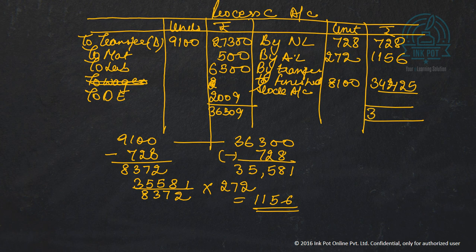This is how we have to prepare process C account. Now I'm going to teach you how to prepare abnormal wastage account, normal wastage account, and abnormal effectiveness account, because we have abnormal effectiveness in this question, right? So first of all, abnormal wastage account.